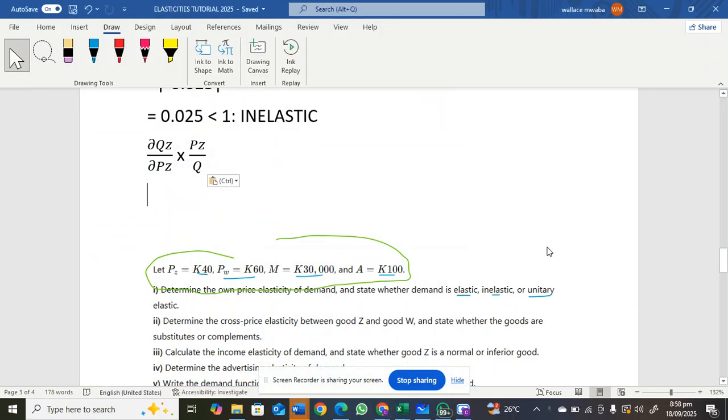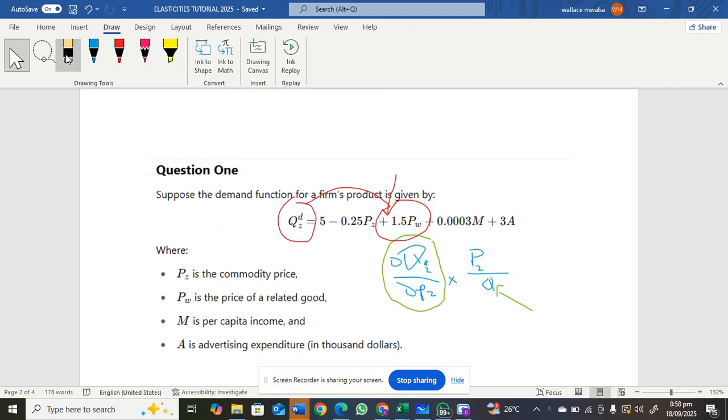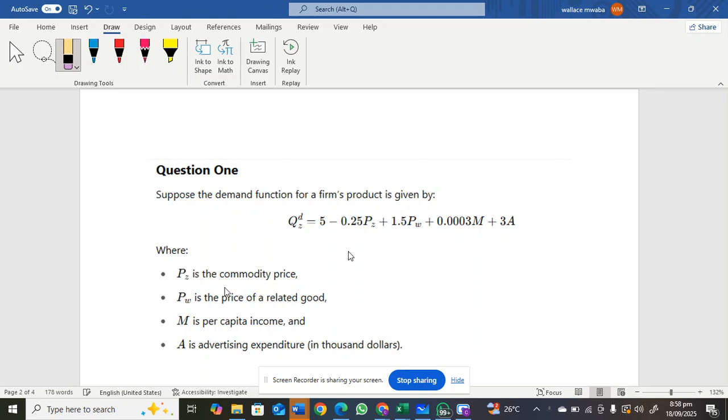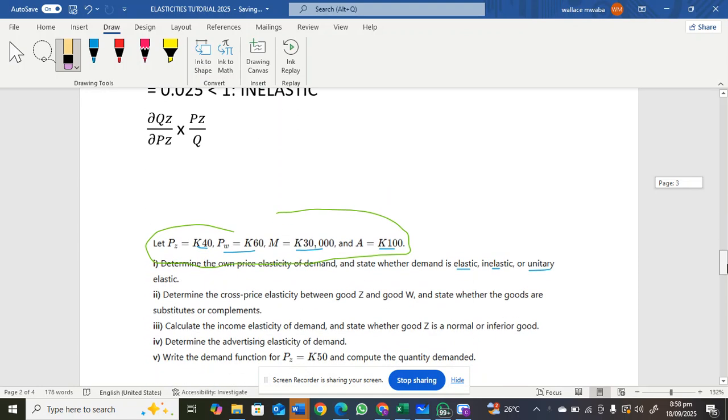Okay, well, on part B of this question here, we've been given this demand function for good Z. PZ is the price of good Z. PW is the price of the related good. M is the income. A is the advertising. The other information they've given us: PZ equals 40, PW equals 60, M equals 30,000, and A equals 100 kwacha.